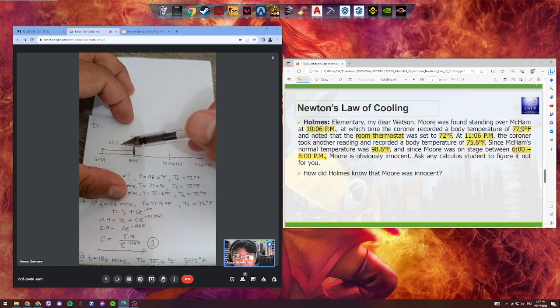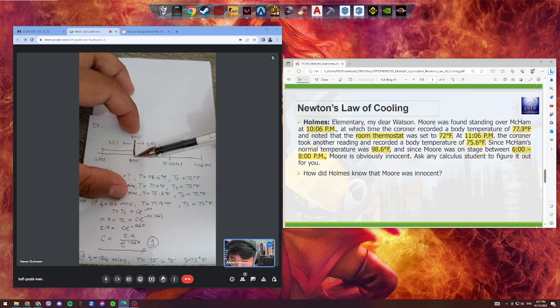But if it is negative, because at time 0 we subtract from 8 p.m., that gives us how many minutes before the time of death. Therefore, Moore is innocent. Okay, this is within the stage of 6 p.m.